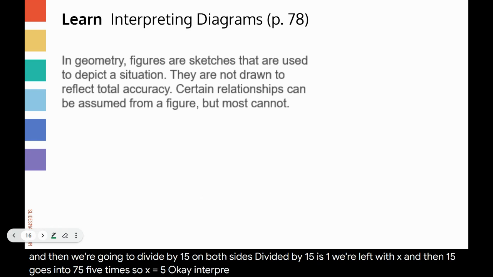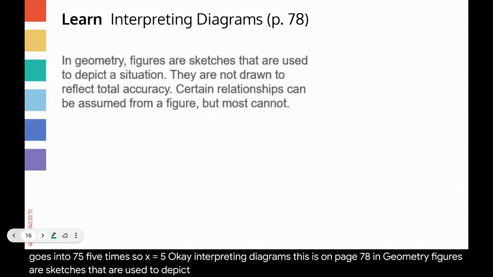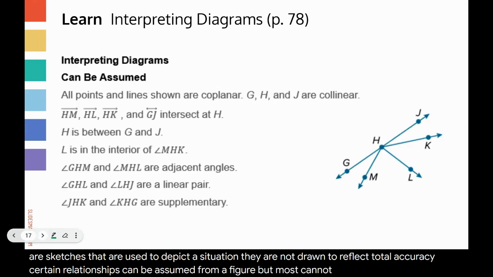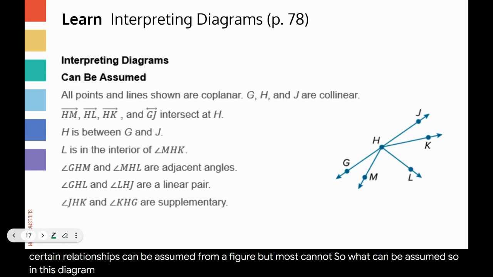Okay, interpreting diagrams. This is on page 78. In geometry, figures are sketches that are used to depict a situation. They are not drawn to reflect total accuracy. Certain relationships can be assumed from a figure, but most cannot. So, what can be assumed? So, in this diagram, we can assume that all points and lines shown are coplanar. So, everything's on the same plane.